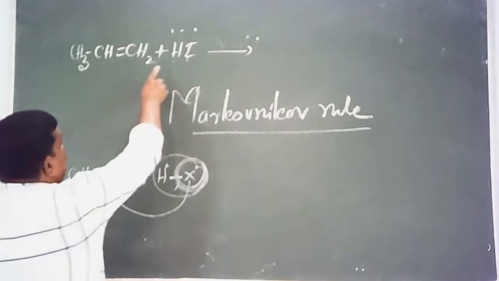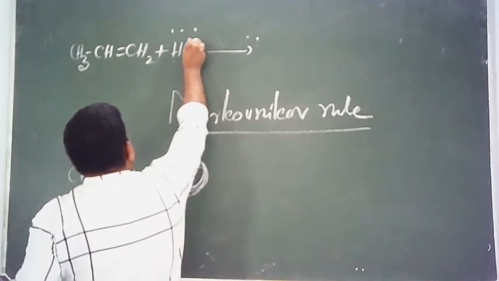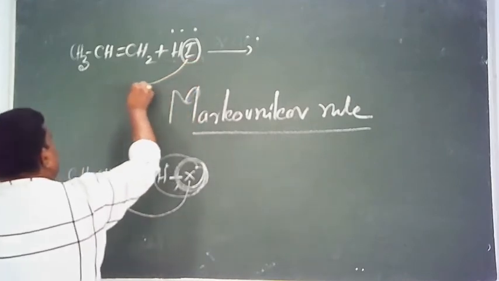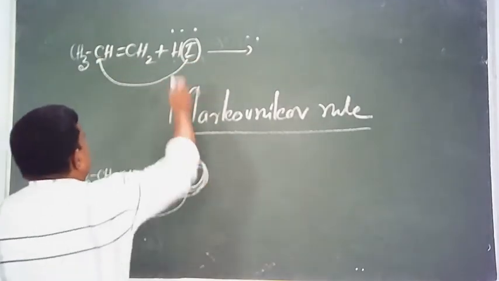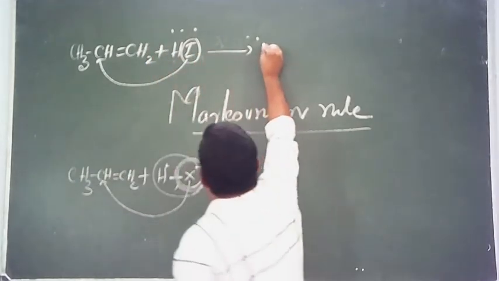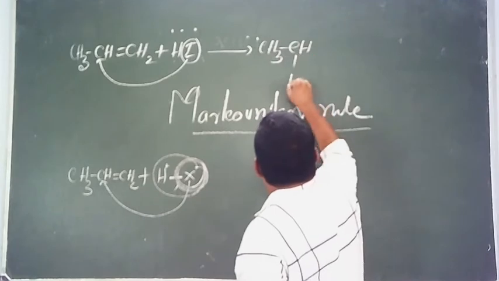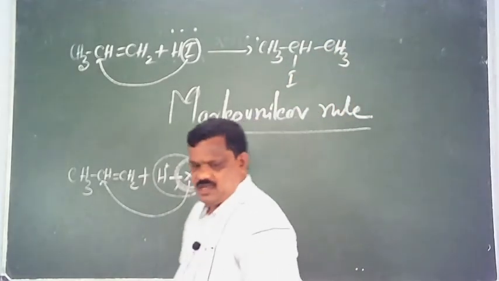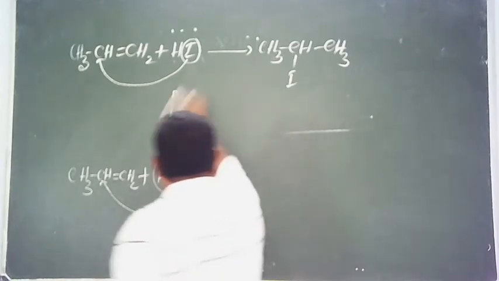Therefore, here what is the product? According to Markovnikov's rule, the negative part should be added to the double bond carbon containing less number of hydrogen atoms and the positive part adds to this. So, the product is CH3CHICH3. This is the major product. The major product is in accordance with Markovnikov's rule.